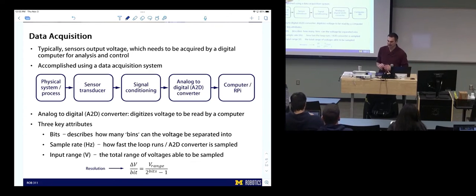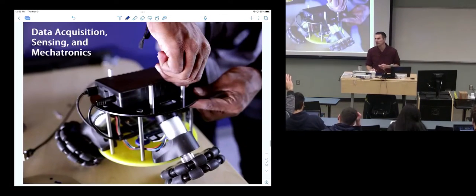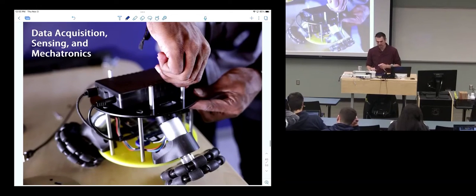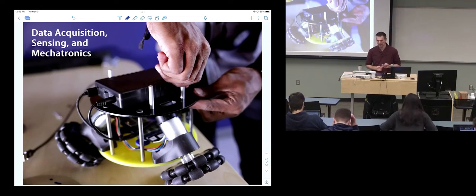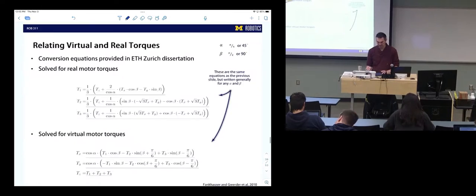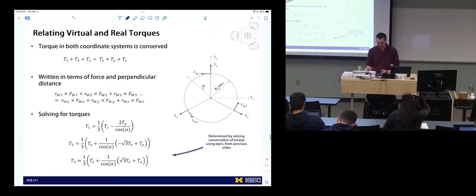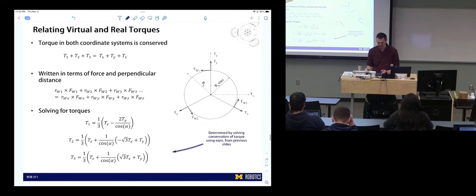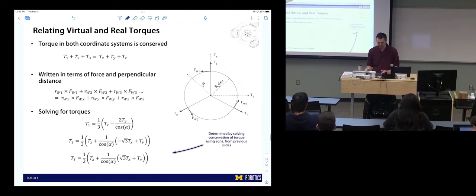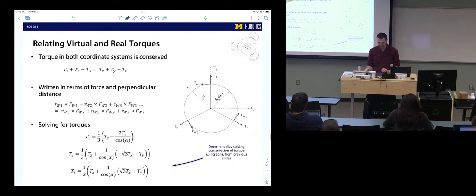Then we learned data acquisition, sensing, mechatronics. I have a question going back to the torque stuff. There's one equation that relates the virtual to the real torques: T1 plus T2 plus T3 equals Tx plus Ty plus Tz. Is that literal? If you add up the values of each, they should add up? Yeah, that's conservation of torque. Those would be the vector forms, but yes.